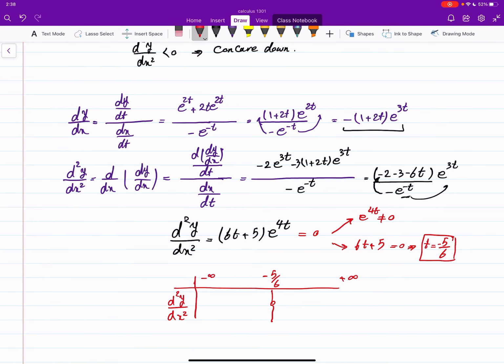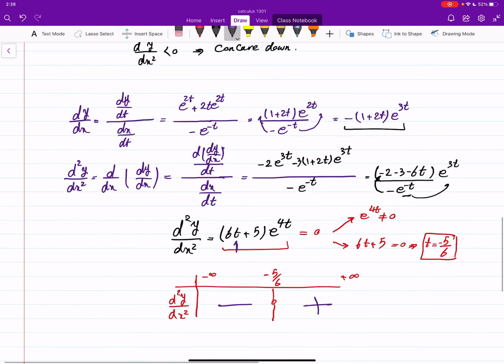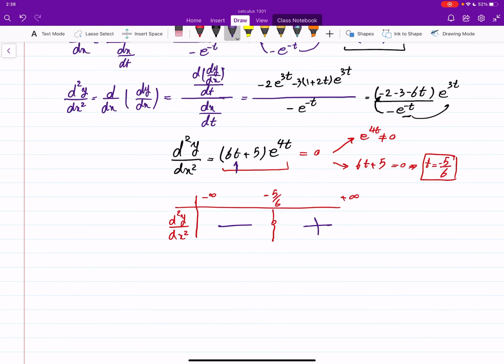And now we have to determine whether it is positive for values bigger than that or negative. So just plug in one value, something like 0. If you plug in 0 here, this is 5 times e to the power 0, which is positive. This is negative. So the graph is going to be concave upward for values of t bigger than negative 5 over 6, and concave downward for values of t less than negative 5 over 6.